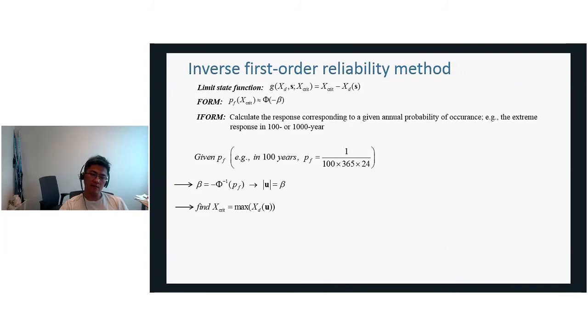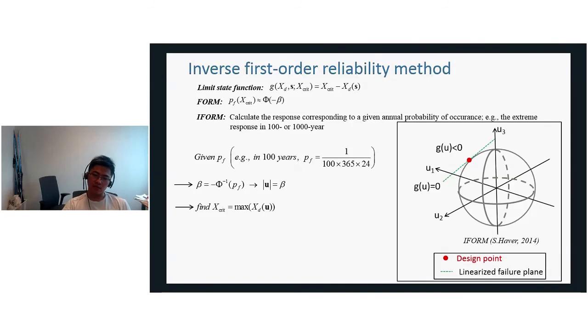In the FORM, the value of x critical is given, and the job is to calculate the failure probability. In the I-FORM, the failure probability is given, and the purpose is to calculate the critical value. For example, if you want to calculate the response which occurs once in 100 years, the failure probability would be equal to 1 divided by 100 years multiplied by the number of hours in 1 year. Here we used the short-term period to be 1 hour. If we substitute the probability into the conclusions from the FORM, we can get the value of beta. So now we know the distance from the design point to the origin is a fixed value.